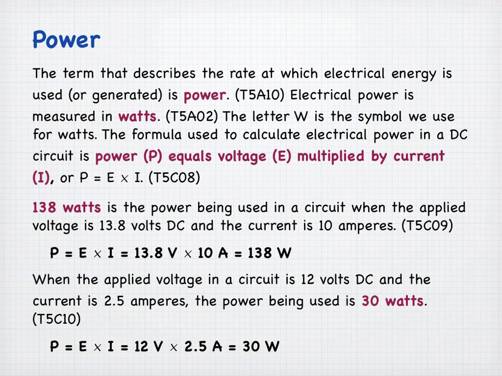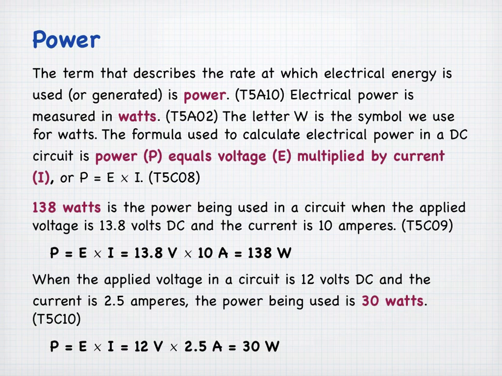The term that describes the rate at which electrical energy is used or generated is power. Electrical power is measured in watts. The letter W is the symbol we use for watts. The formula used to calculate electrical power in a DC circuit is power P equals voltage E multiplied by current I, or P equals E times I.